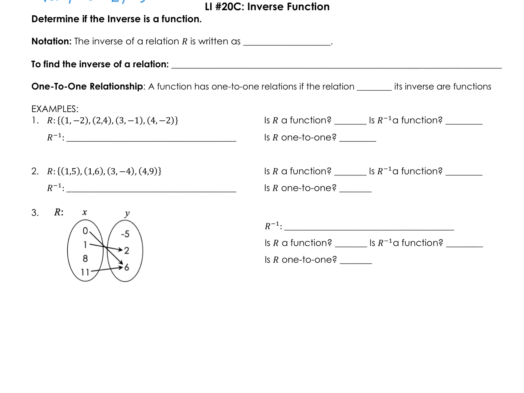So we're going to determine if the inverse is a function. The notation for an inverse of a relation is written as R with this little -1 subscript. I guess it's kind of like an exponent, but it's not. This means the inverse of R. This is super simple though. To find the inverse of a relation, you just switch the X and Y values.